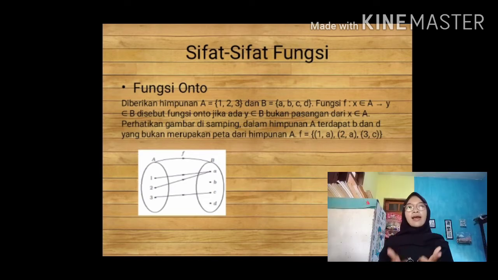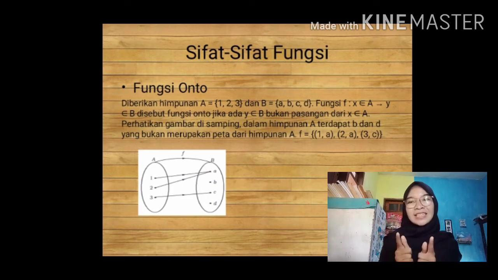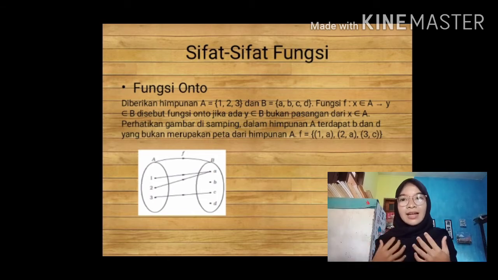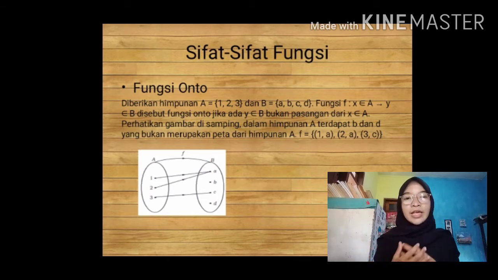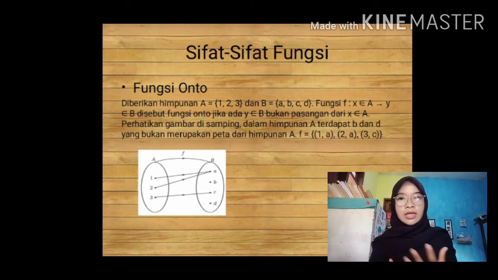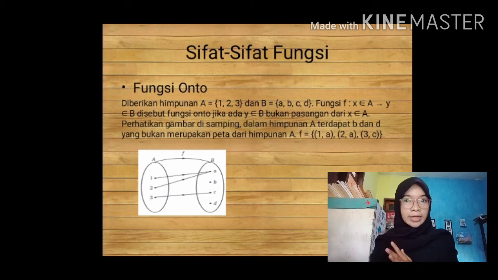Okay, next, trace function number 1, function on top. Given set A equal 1, 2, 3 and set B equal a, b, c, d. Function f from x element A to y element B is called function on top if there is a y element of B coupled from an x element of A. Pay attention to the picture inside.